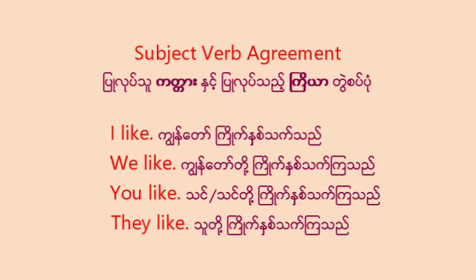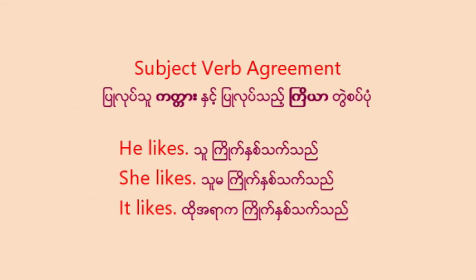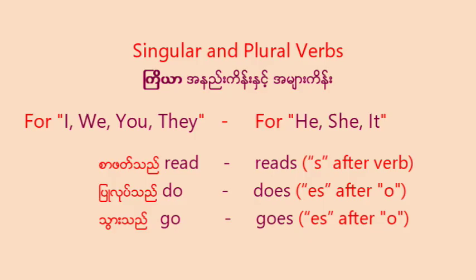I like. We like. You like. They like. He likes. She likes. It likes. Singular and plural verbs. For I, we, you, they. For he, she, it. Read, reads.